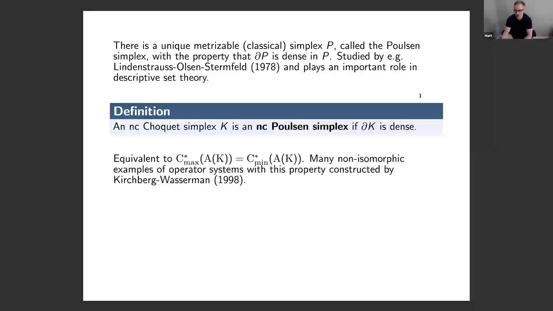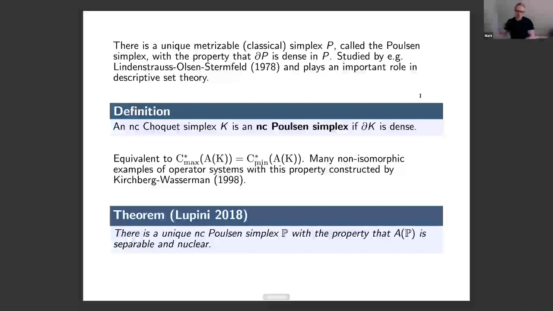What that's telling us is that in the non-commutative setting, unlike in the commutative setting, and by the way, these operator systems are all separable, there are lots of non-isomorphic Poulsen simplices, which is quite different from the commutative setting. But what's interesting is that a result of Lupini from 2018 tells us that if, in addition, we require nuclearity, then there is a unique NC Poulsen simplex. So if we scrap nuclearity, there are lots, but if we require nuclearity, there's only one. It's very interesting.